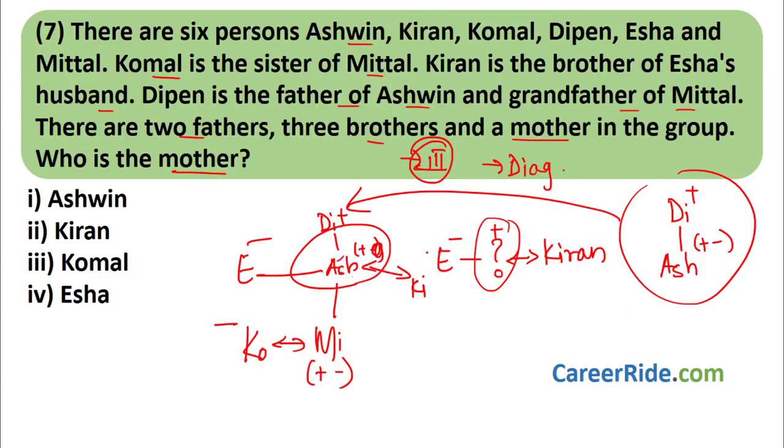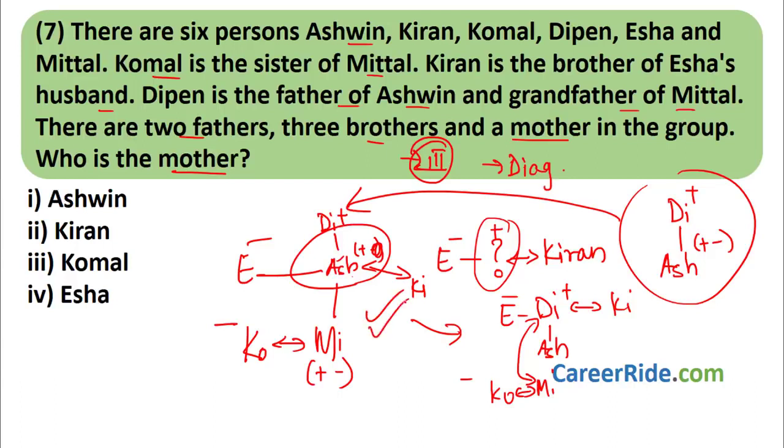Say let us assume that Dipen is the husband of Isha. Even if that is the case, our question is who is the mother. So how will the diagram look if Dipen is the husband of Isha? It would look like this. Okay. And Kiran over here, then Dipen, Ashwin, then the fate of these two people would again be not known because we do not know how Ashwin and Mittal or Komal is related. We only know relation between Mittal and Dipen. So this is the most appropriate diagram.